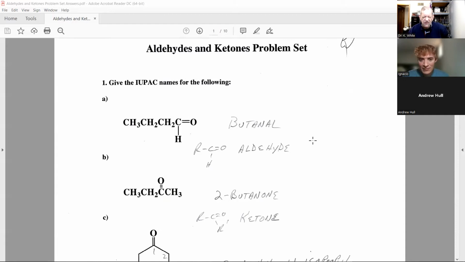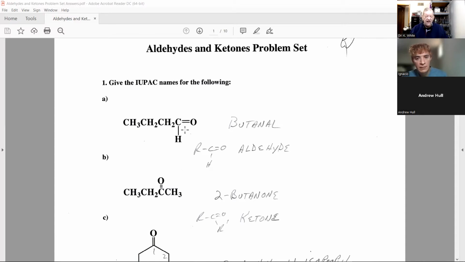All right, first of all, give the IUPAC name for the following. Remember that fun game, circle and name the functional group, 2 points each, which we played a couple of times? Well, you've got to know what the functional group is to name it. And how do you do that? You look for what's different, what's not carbon, what's not hydrogen. And oxygen, double bond to carbon, hydrogen, carbons: aldehyde.